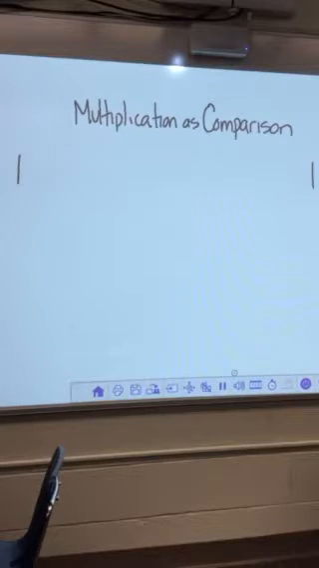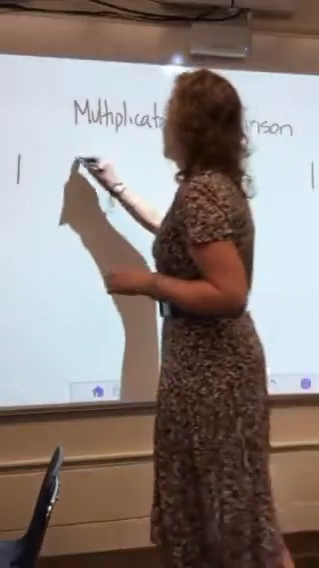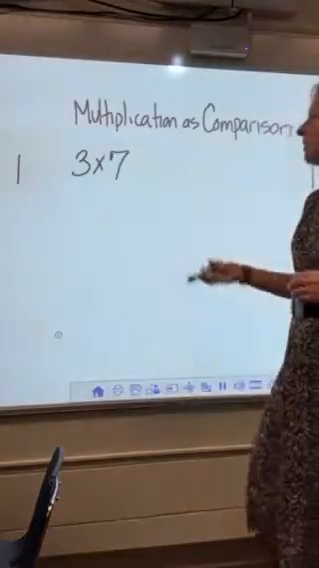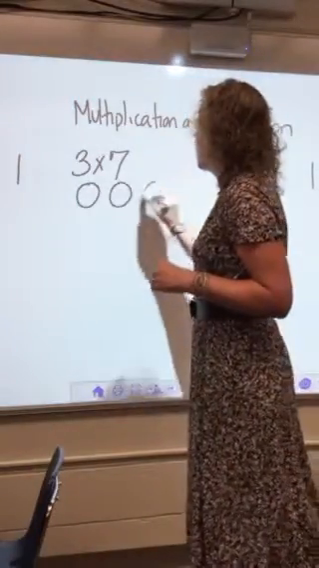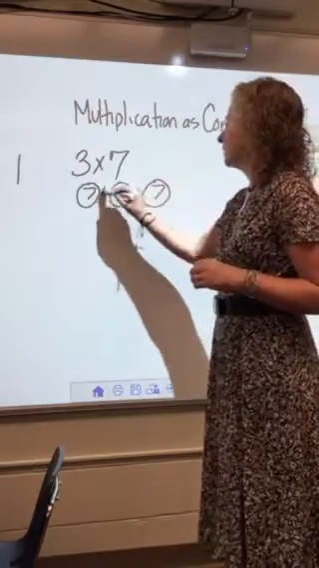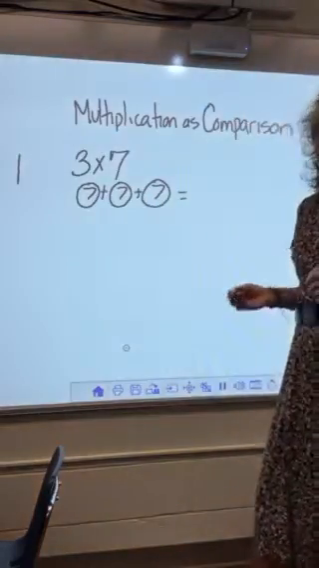All right, we're going to be talking about multiplication as comparison. And one of the things that I want you to remember are just some of those math words that tell us what operations to do. We've been talking about this since the very beginning of multiplication. When we look at a multiplication problem, you look at three groups of 7. So I have 3 groups of 7. That's how I can figure out my answer.